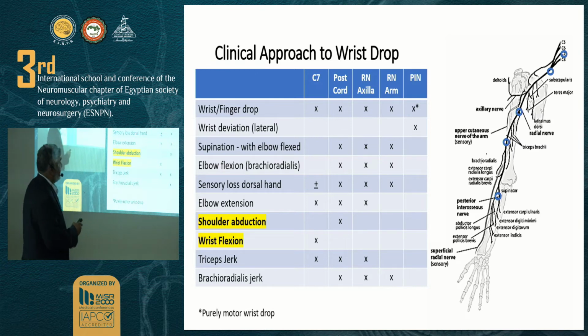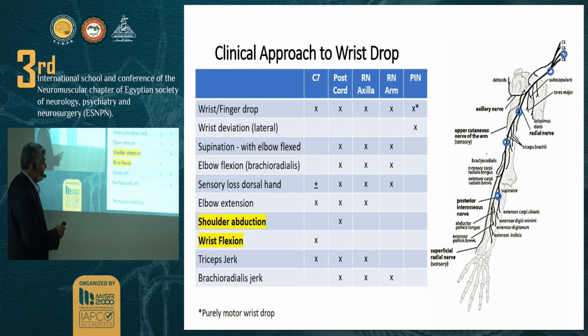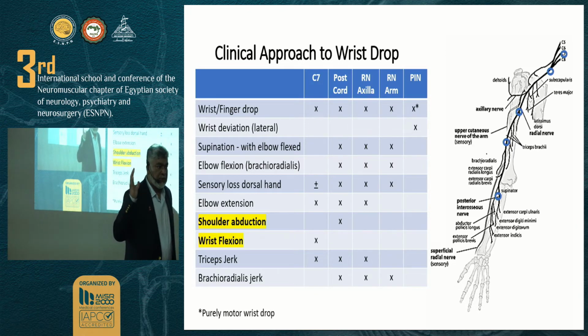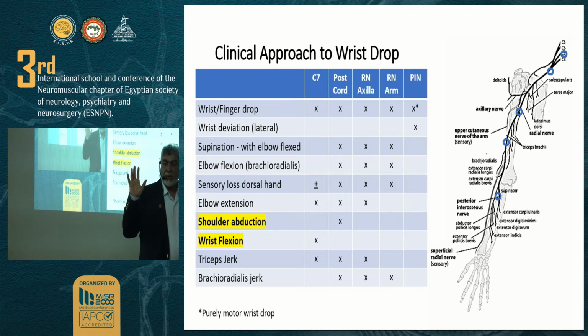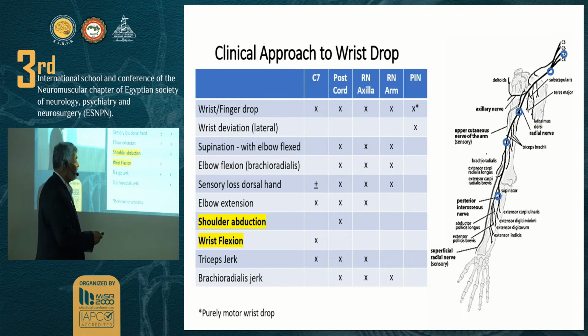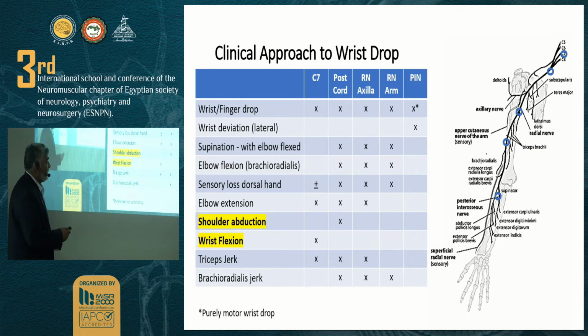Anyway, what about elbow flexion? I mentioned that. Sensory loss on the hand: what's the best place to check the radial sensation? Anybody know? Where do you check the radial sensation? Yes, the first dorsal interosseous space. So if there's a radial sensory loss, you get it in the posterior cord, but not in the posterior interosseous nerve.